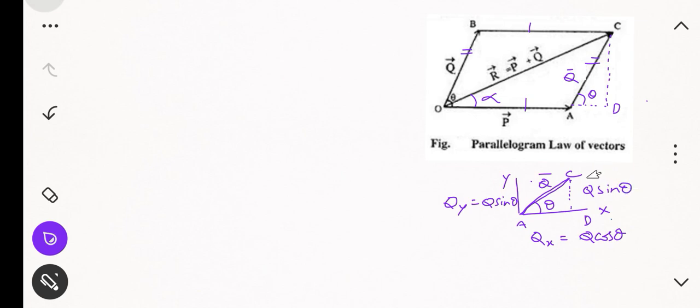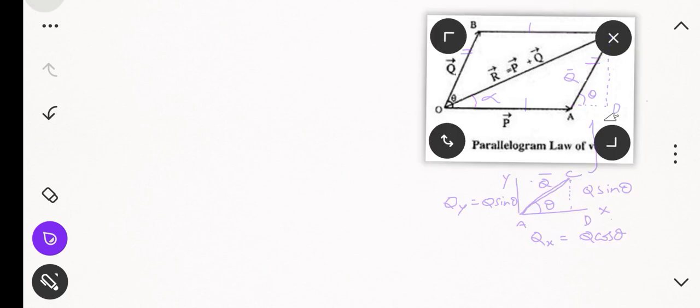So by writing these components in the diagram, we get AD as Q cos theta and CD as Q sin theta.